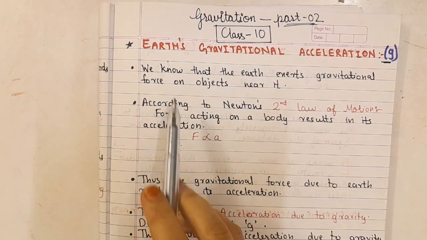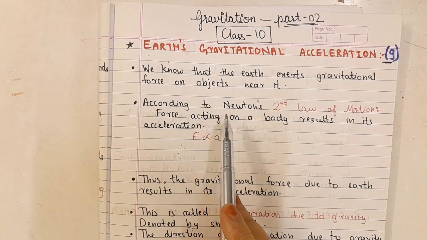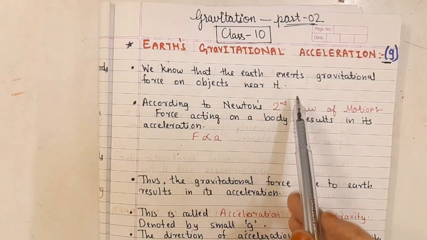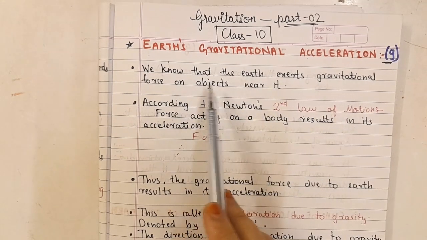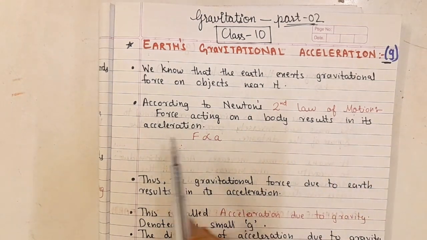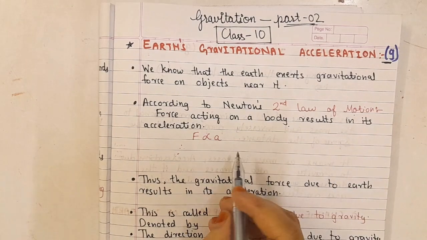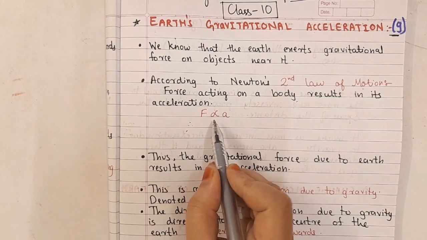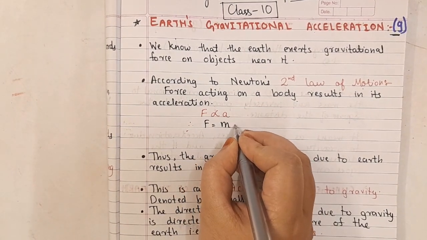Okay, now what is it? We know that the Earth exerts gravitational force. In the last video we already discussed the gravitational force, and we have seen how it affects the object near it. So Earth exerts gravitational force on the object near it, and according to the second law of motion, what is the law? Force acting on a body results in its acceleration. Okay, so the equation of this law will be force is directly proportional to acceleration. That means we can write here force is equal to mass into acceleration.